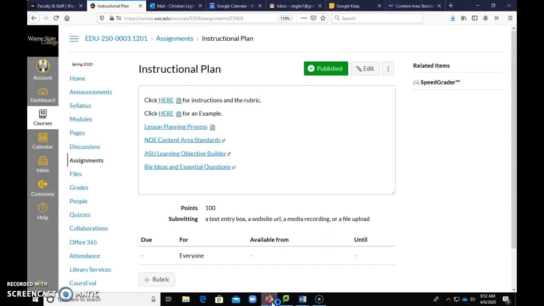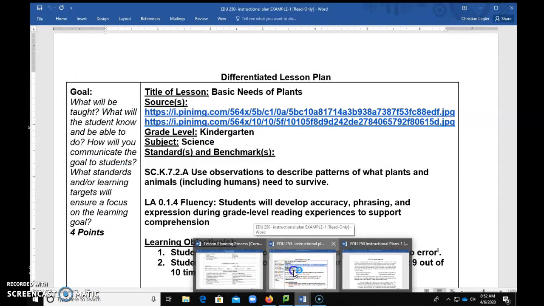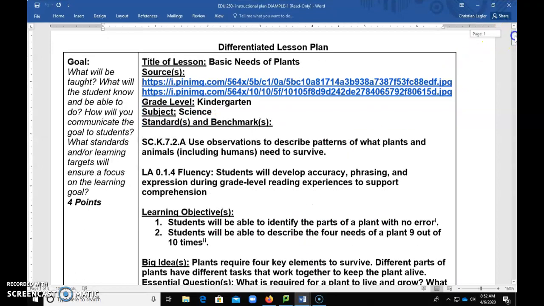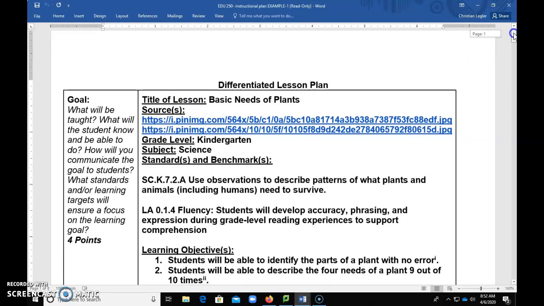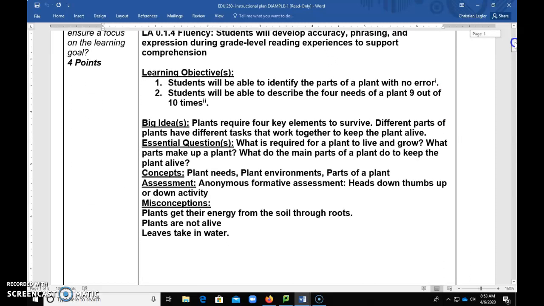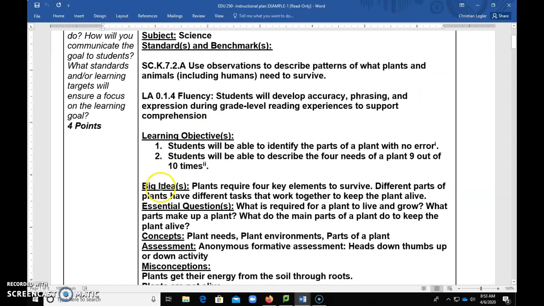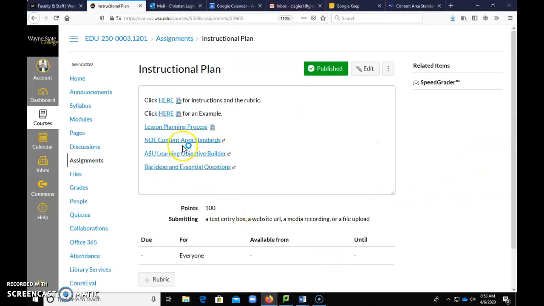And then the main thing that you can look at is this example. When you click on it, it looks like this. We use this differentiated lesson plan template, and I realize that some of you may not know how to write learning objectives or know what big ideas or essential questions are. So I included some resources here.